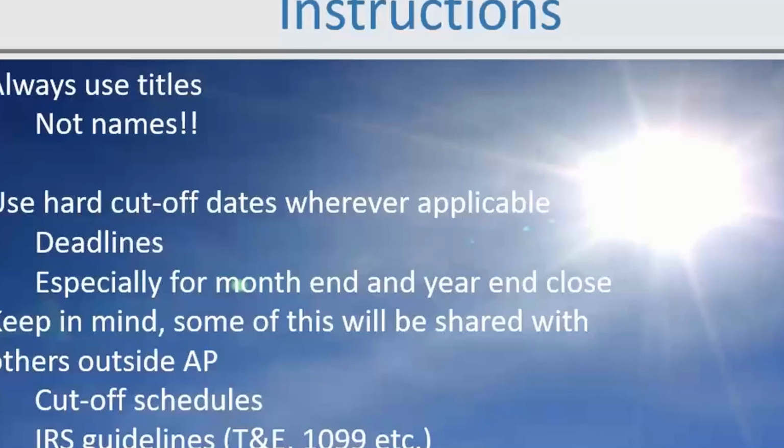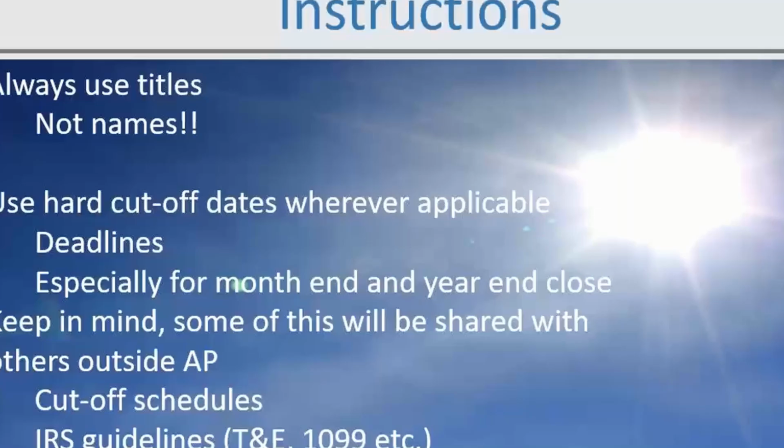If you can have hard cutoff dates, put the hard cutoff dates in there wherever applicable, especially when it comes to deadlines for month end and year end closes, if you can. Now, sometimes the deadline is something like 7 business days before the end of the month. And you can't put the hard date in there because it depends upon where weekends fall. But if you can, put it in there.